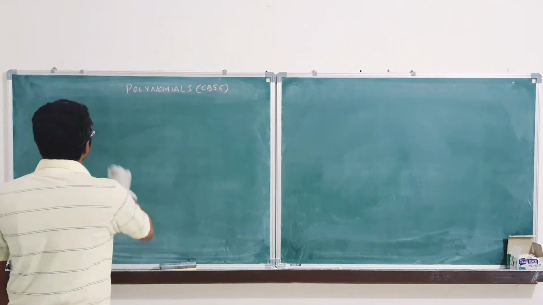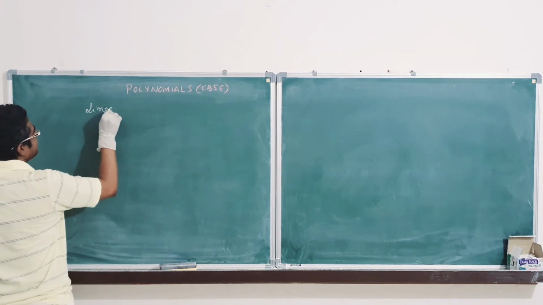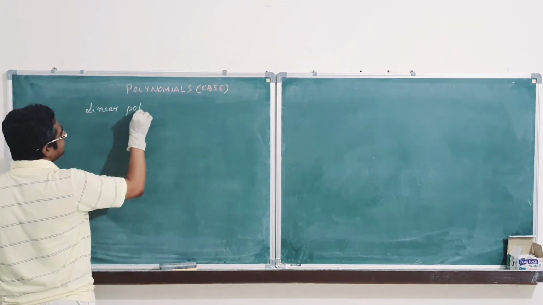So for a linear polynomial, what do we know? For a linear polynomial, first of all, what is a linear polynomial? Let's just recapitulate.